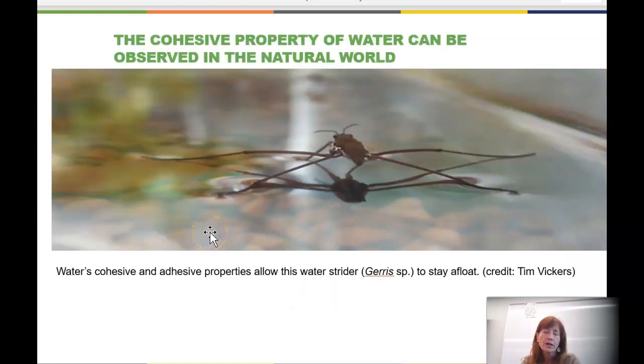Here's another example of the cohesive property of water, where we see this water strider is able to move across the surface because its legs are placed such that it doesn't pierce through that skin of water. So that's called surface tension.